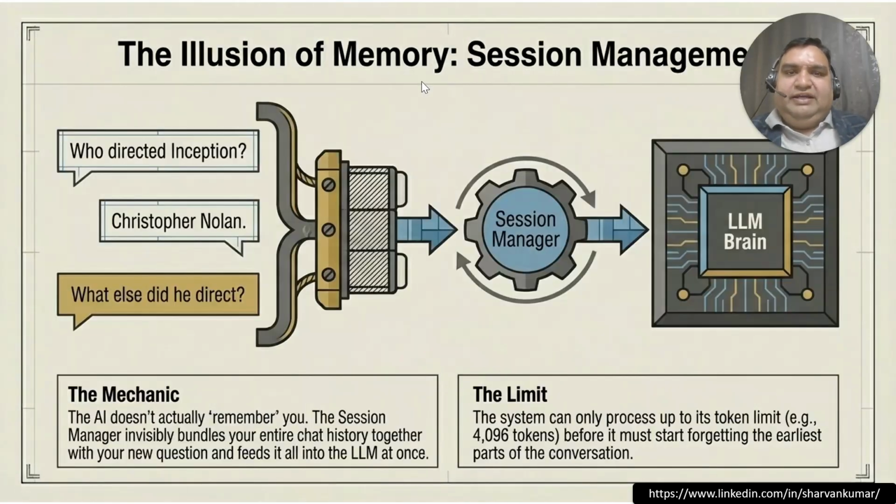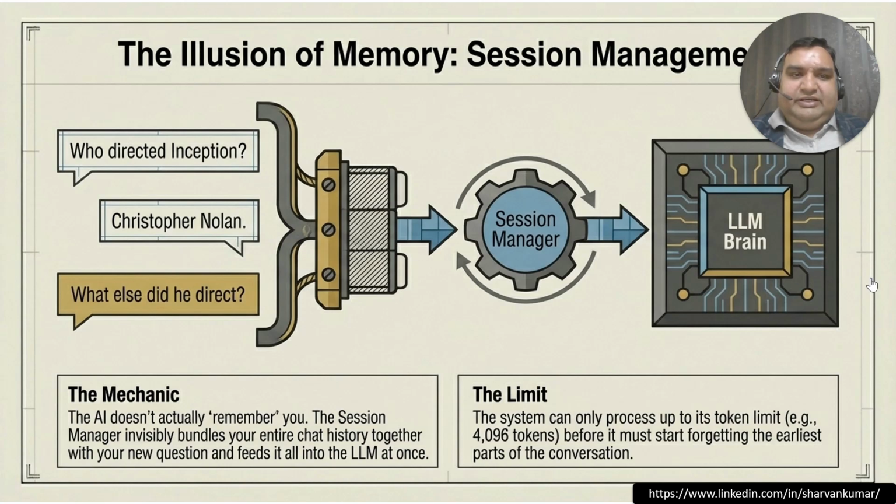So finally, the illusion of memory. First of all, I would like to clarify that AI systems do not remember you. Every conversation starts fresh. So how does this illusion of memory come about? Whatever you are typing, there is a context window. For example, in this case, we were talking about 4096 tokens.